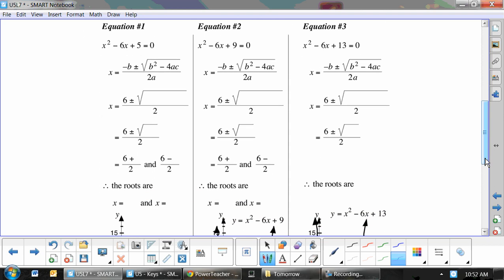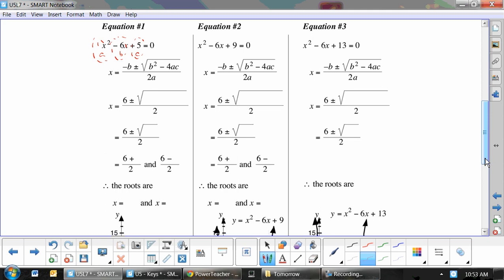This is kind of a half review from yesterday. When we have x squared, what does our a equal? I want someone to put up their hand. Exactly, 1, right? So a is 1, b is -6, and 5 is c.